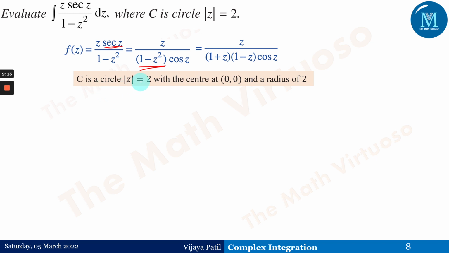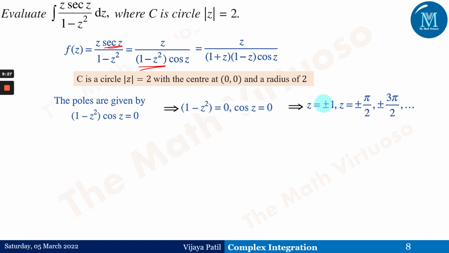Now we go ahead with the same thing, |z| = 2, which is the circle with center at (0,0) and radius 2. The poles are where the product of the denominator is equal to 0. That means 1 minus z square is 0 and cos z is 0. So z equals plus or minus 1 from the first bracket, and cos z equals 0 means z equals plus or minus π/2, plus or minus 3π/2, and so on.